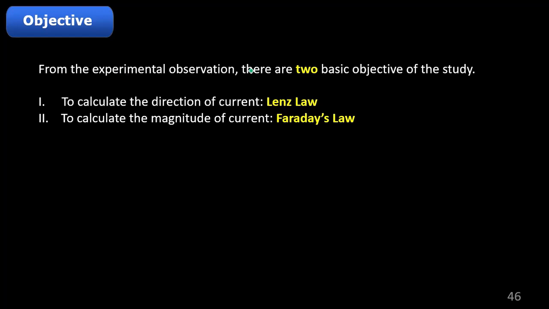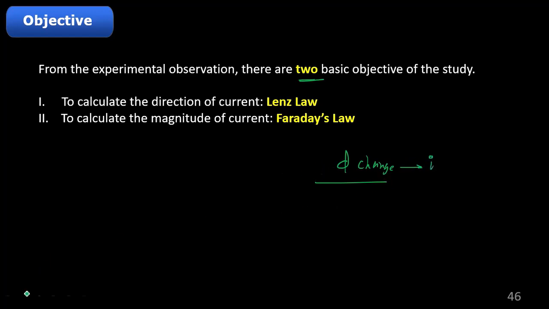Now the chapter is divided into two basic observations. What is experimentally found is that whenever there is a change in flux, whenever phi changes, it will produce some kind of current. This is the experimental observation.